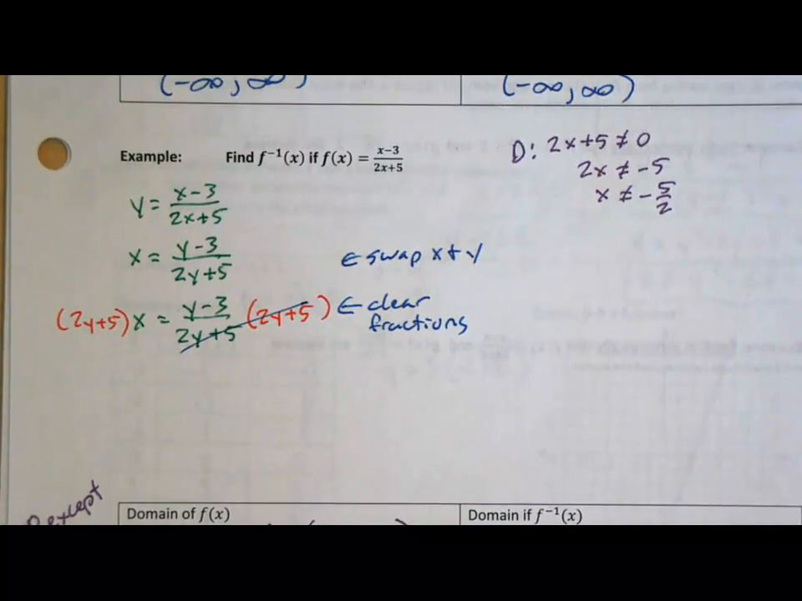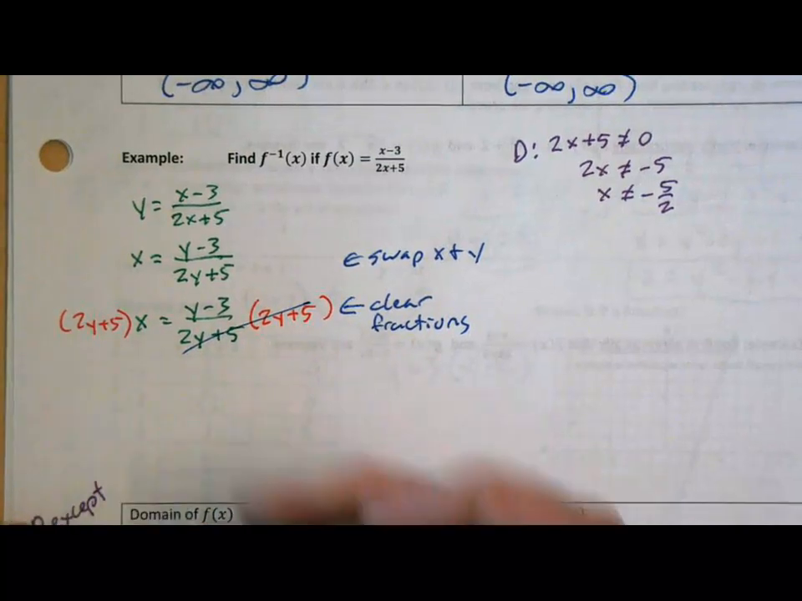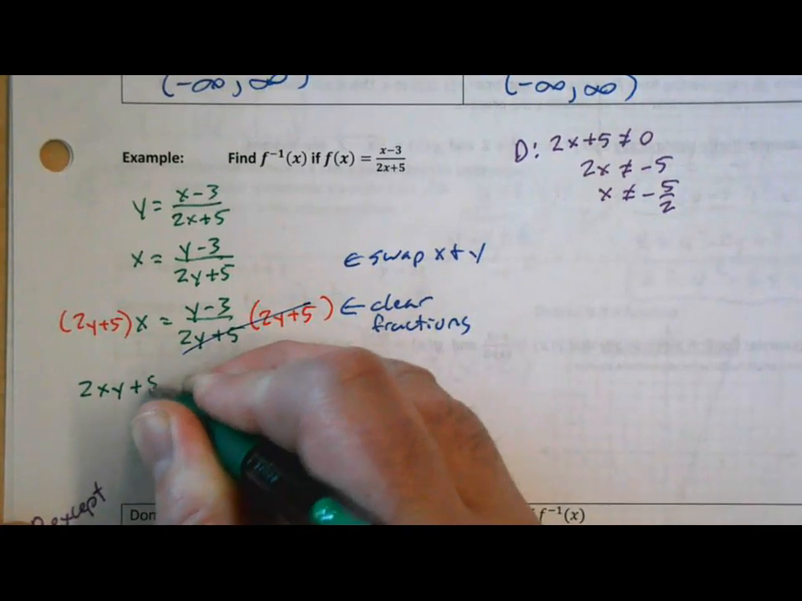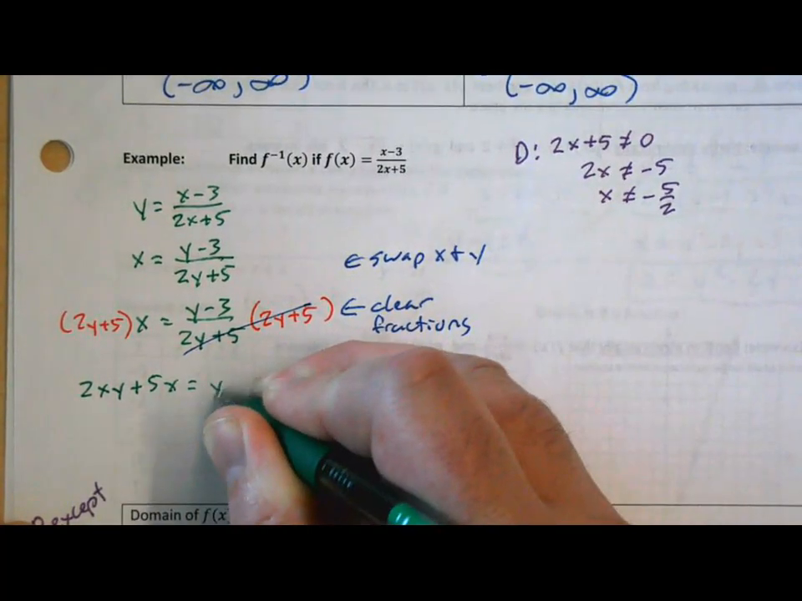I'm going to go ahead and distribute down into my next step. So I'll distribute this x. So this is going to become 2xy plus 5x equals y minus 3.